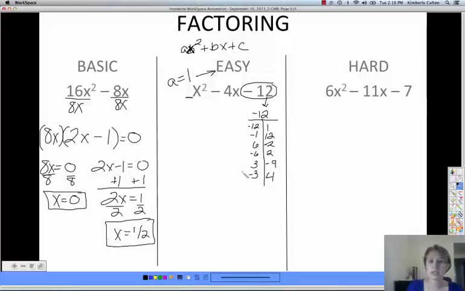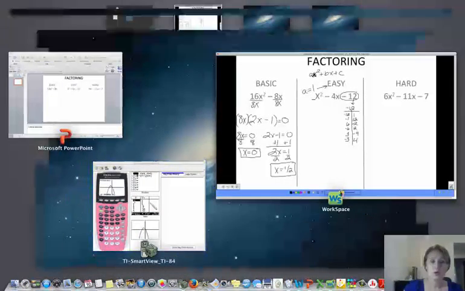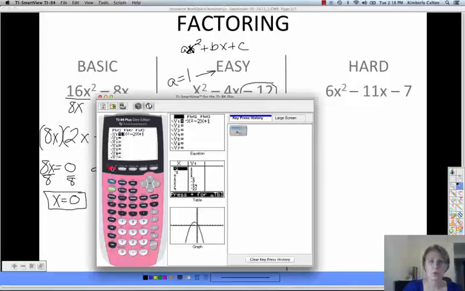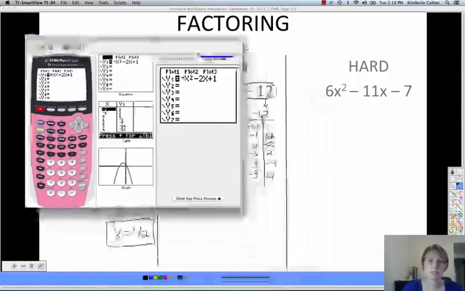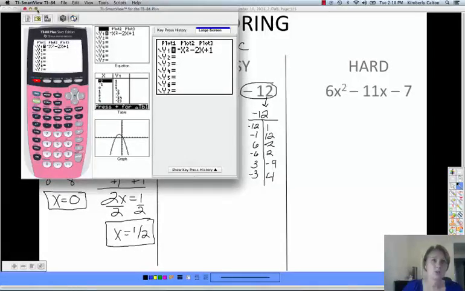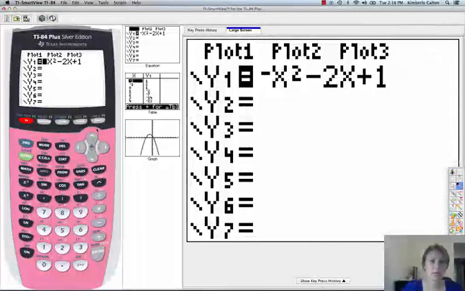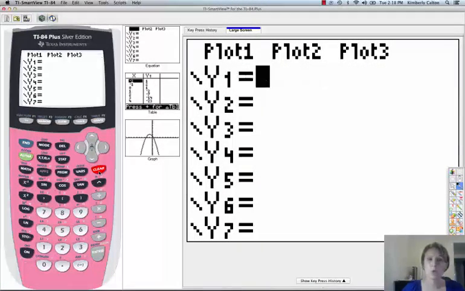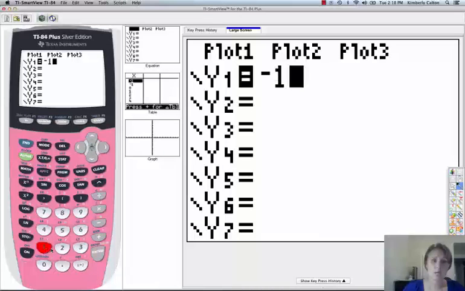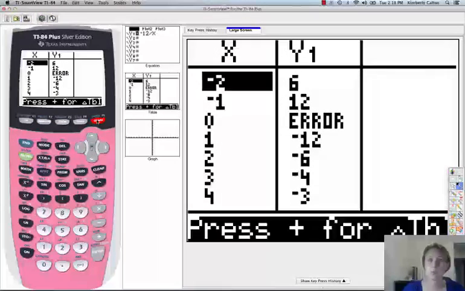Now, if you're not good at this, I'd like to show you what to do on your calculator. On your calculator, go to y equals, and make the screen larger so you can see it. We've got an equation in there right now, but we don't want that equation. We want to find the factors of negative 12. So you simply type in negative 12 divided by x, and you press second graph to look at the table.